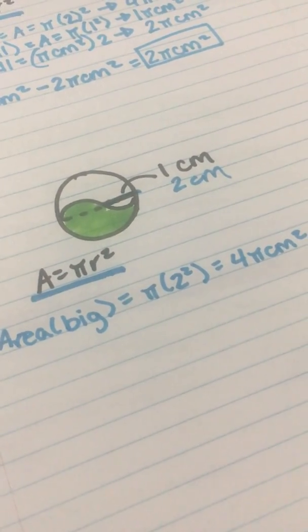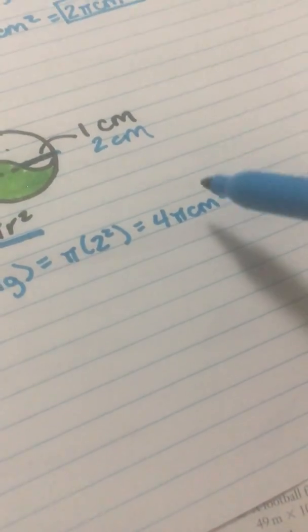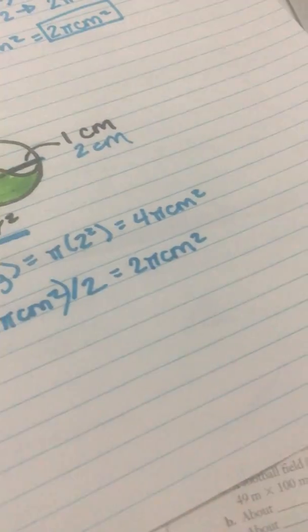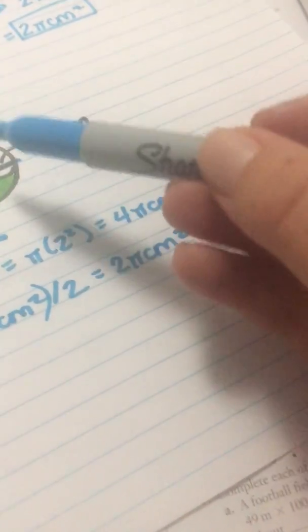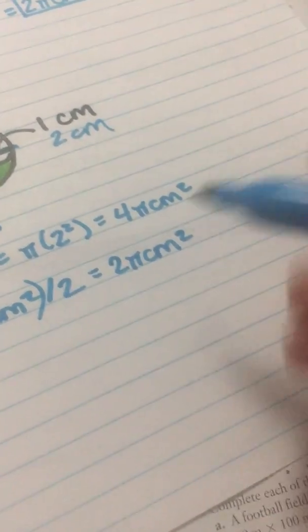Now, to find out how much of this is shaded and unshaded, we're going to take the 4 pi centimeters squared and we're going to divide it by 2. And that's going to give us what each part is equal to. So 4 divided by 2 is 2. We got 2 pi centimeters squared. And that part tells us that both the unshaded and the shaded region, the area, is 2 pi centimeters squared. So our final answer for the shaded region is 2 pi centimeters squared. And that is going to be our answer.